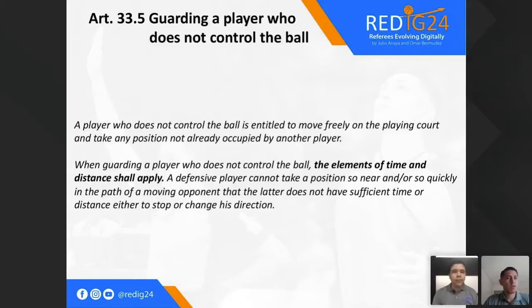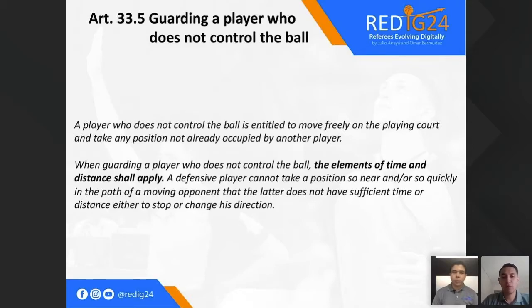Okay, so moving to guarding a player who does not control the ball. We have a couple of principles right here. The rule says a player who doesn't control the ball is entitled to move freely on the playing court and take any position not already occupied by another player. When guarding a player who does not control the ball, the elements of time and distance shall apply. A defensive player cannot take a position so near and or so quickly in the path of a moving opponent that the latter does not have sufficient time and distance either to stop or change his direction.